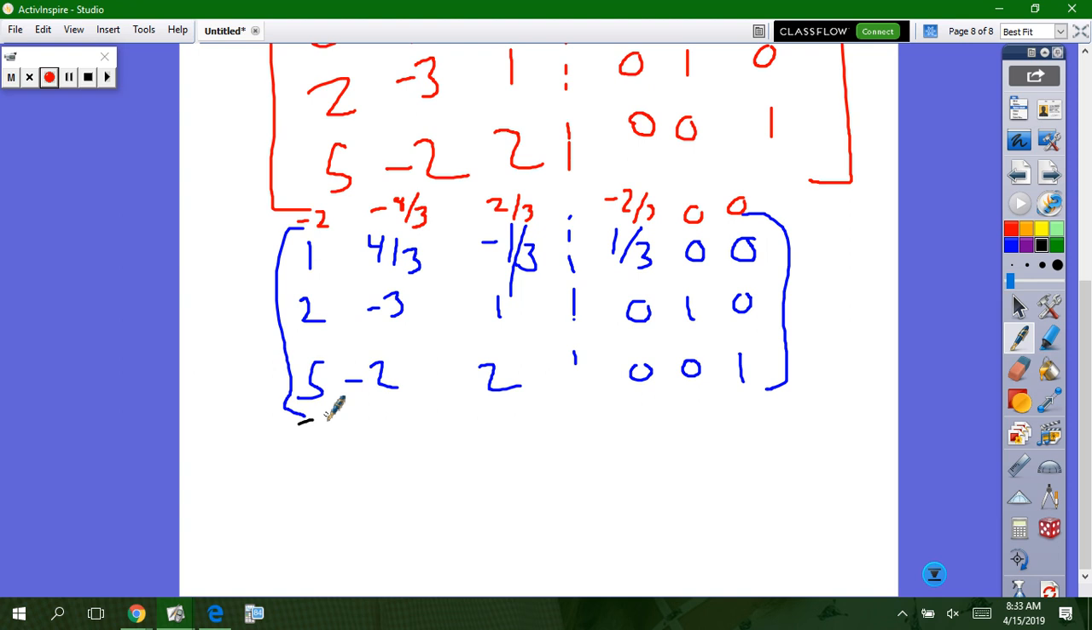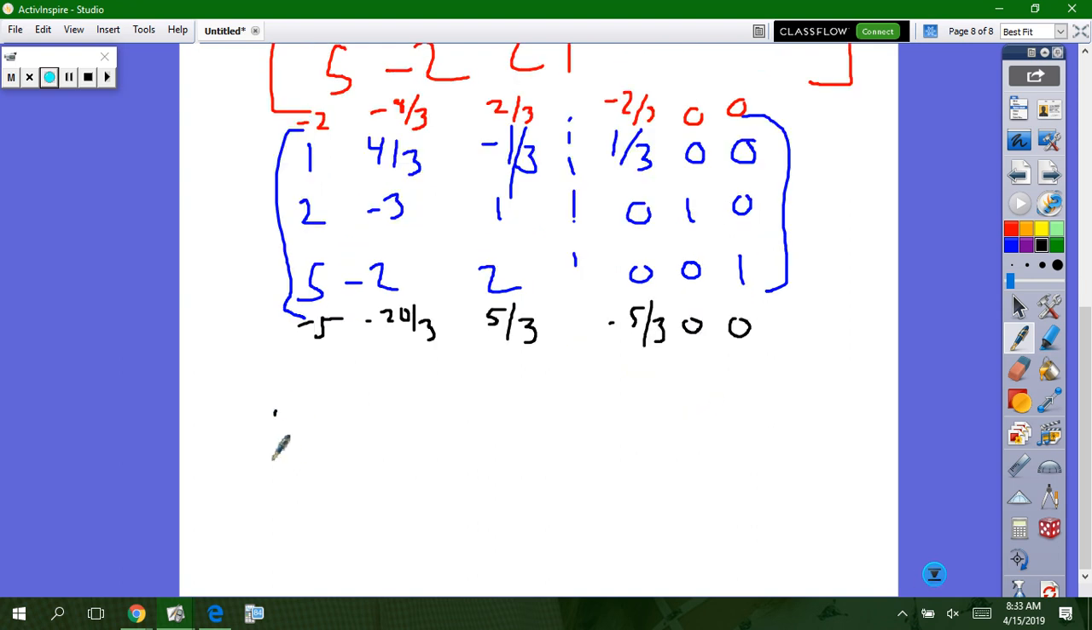Bye. Awesome. Okay. So negative 5. So I have negative 5, negative 20/3, times him by negative 5. That's 5/3. Times him by negative 5, that's negative 5/3, 0, 0. Okay, so we're going to keep the top row. Notice you guys are seeing how fun this is with all those lovely fractions. And like I said, that's usually what happens. You'll get a lot of fractions.